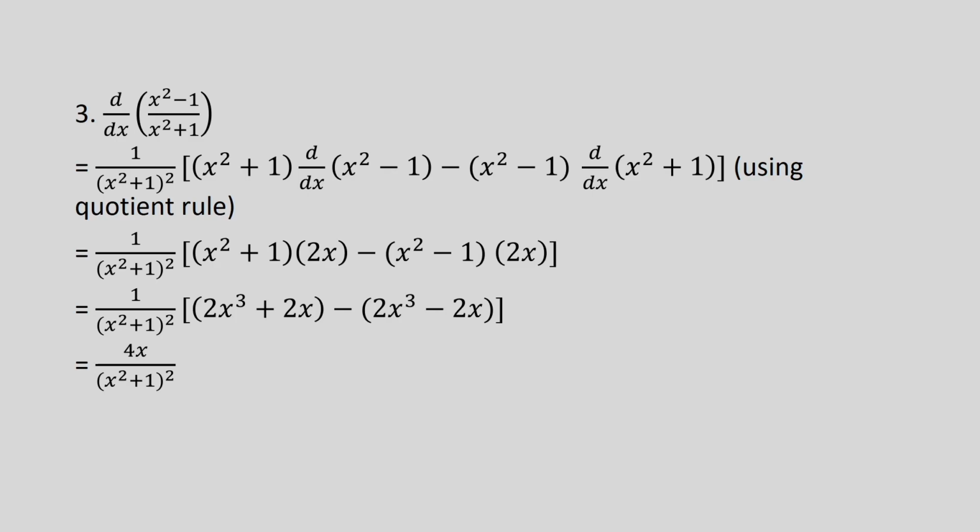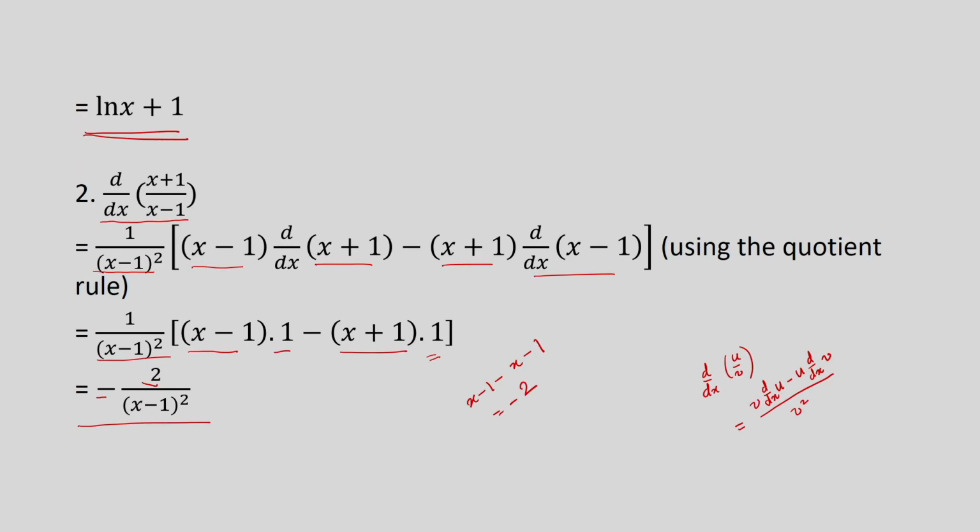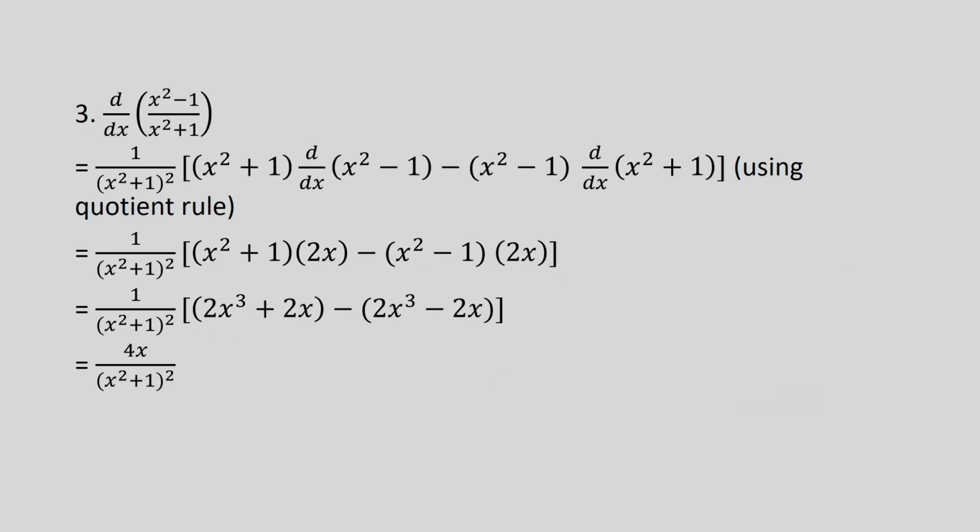The third problem is a little bit complicated, as you can see, as compared to the second problem. In the second problem there was no x square, but now we have x square. So, d dx of x square minus 1 divided by x square plus 1.